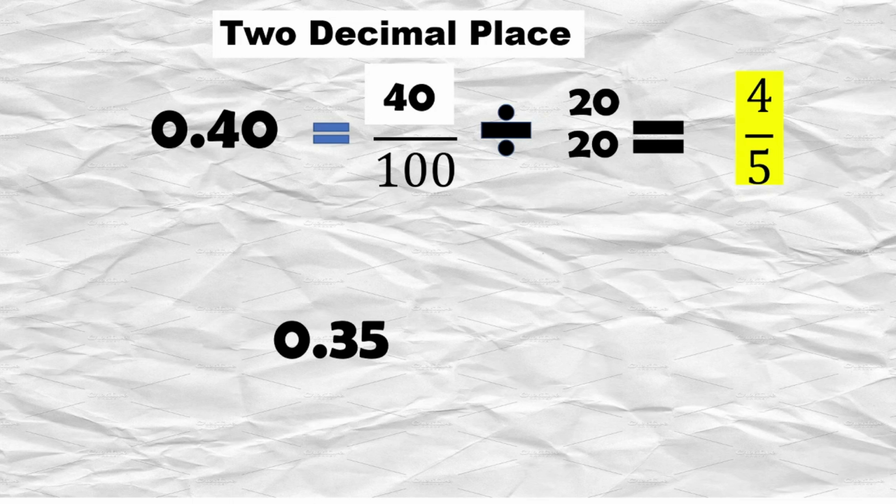Next, 0.35. So in a fraction, we have 35 over 100. Now, meron pa bang lowest term si 35 and 100? Okay, wala na. So we have 35 over 100 ng 0.35. So tatandaan, pag 1 decimal place or 1 digit after the dot, the denominator is 10. Pag 2 digits naman, the denominator is 100.